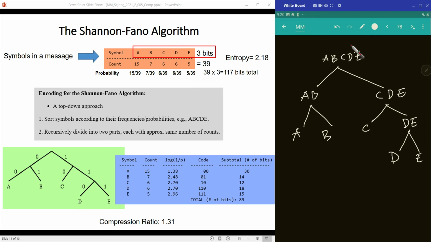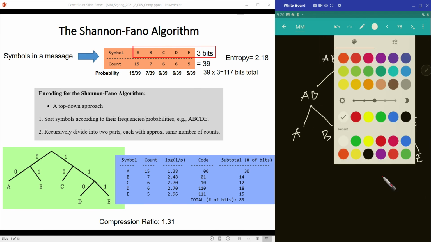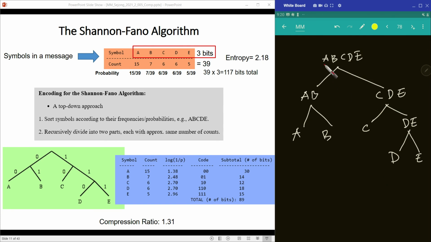Now once you have this sort of tree, you assign 0 to every left branch and 1 to every right branch, and then you find out the code for each word. So for example, what is the code for A? The code for A is like this, 0 0. What is the code for B? 0 1. So the code for B is 0 1.